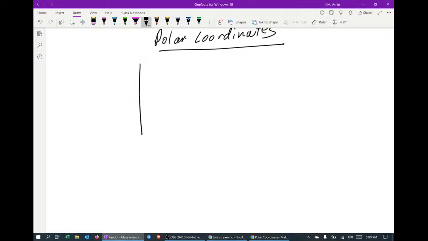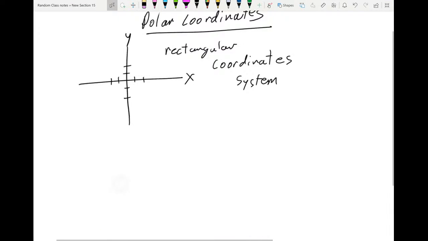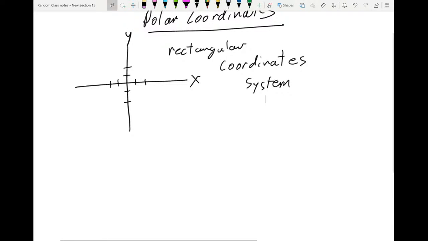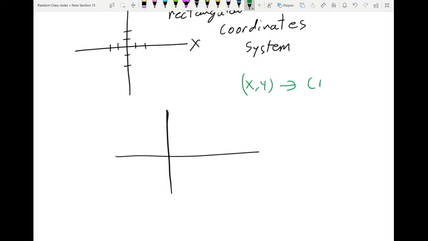So let's do polar coordinates. Normally on the rectangular coordinate system, you have x and y, and you move +1, +2, -1, negative, and so on. We call this the rectangular coordinate system. Later on in higher-level mathematics, you will learn that sometimes polar coordinates will help you calculate things much better. And what is polar coordinates? Polar coordinates look similar to the rectangular, but instead of x, y, it has r, theta. R is the radius, and theta is the angle.